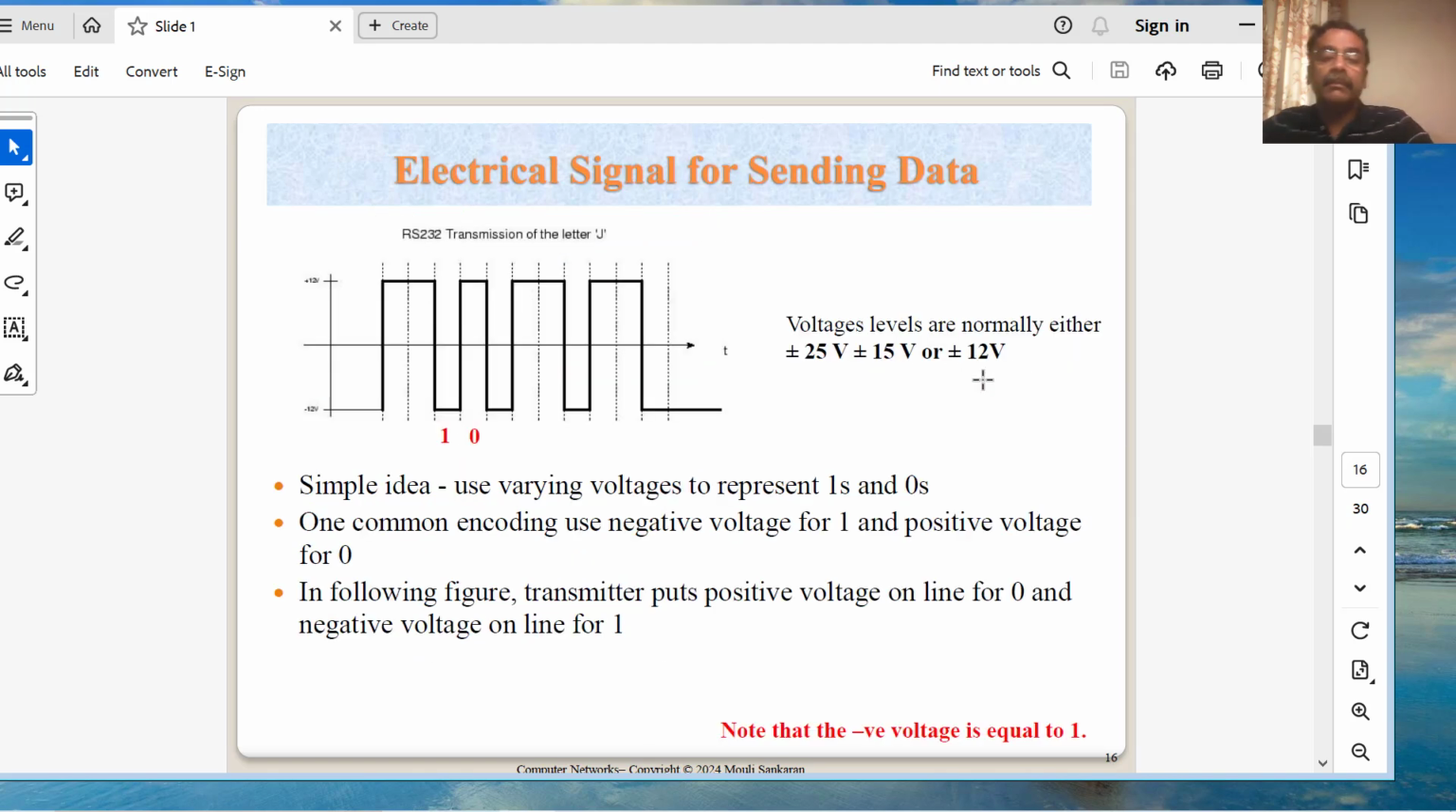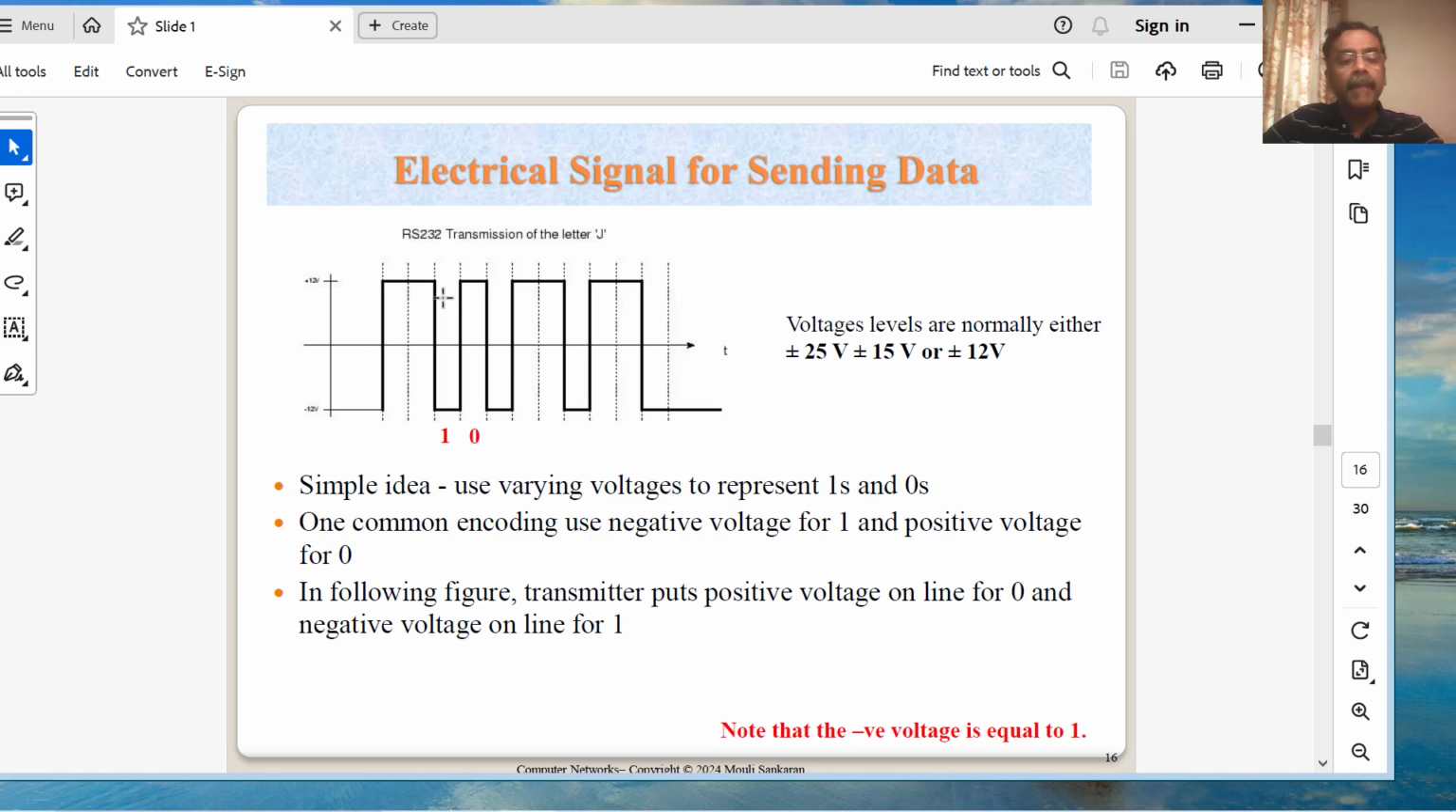Now, what is the encoding? This is the basic encoding of the RS232 standard, wherein you have either plus or minus 12 volts or plus or minus 15 volts variation, and the minus voltage is given as a 1 and the positive voltage is given as a 0. Means if the data being sent by the device is binary data, of course, and it is to send a 0 onto the network, then it should put a positive voltage, and it could be configured as plus or minus 12 volts or plus or minus 15 volts based on the particular implementation.